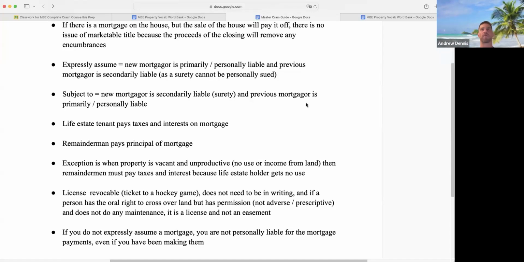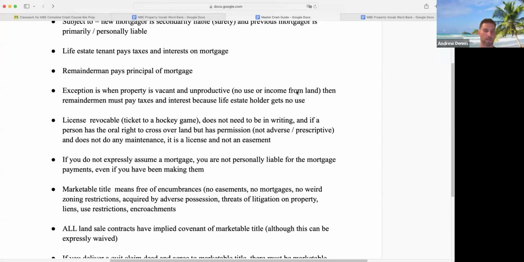Now, if the property is vacant and unlivable and no rental value, then the life estate doesn't actually have any duties because they're not going to be burdened with the life estate. There could be a life estate per autre vie, which means a life estate that's measured through another life, not the actual person living there. So an exception is when the property is vacant and unproductive, no use or income from the land, then the remainder man must pay taxes and interest because the life estate holder gets no use.